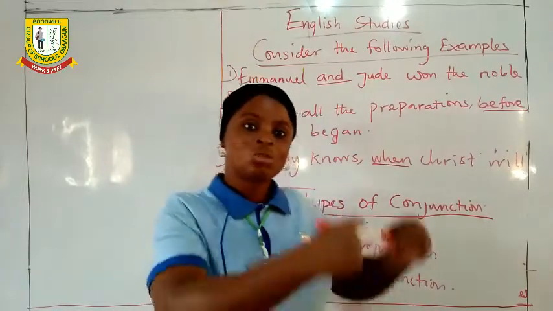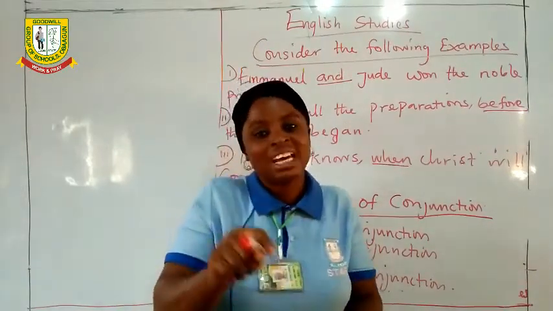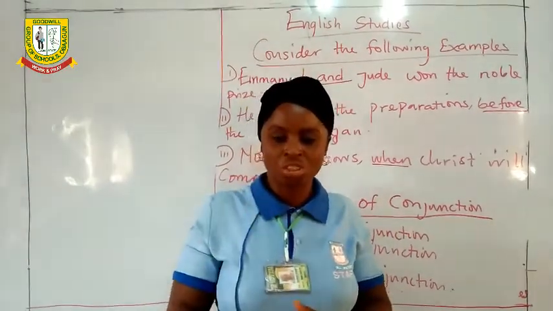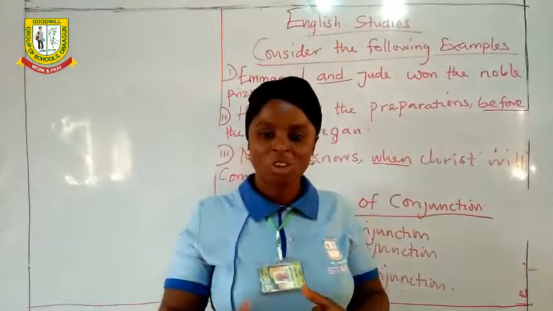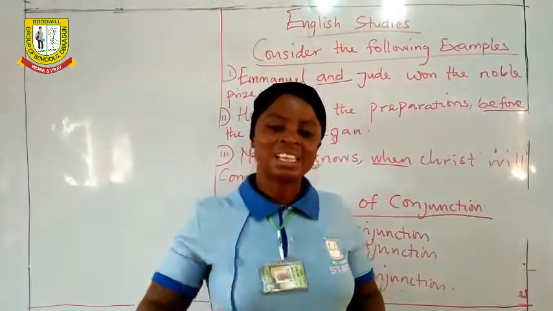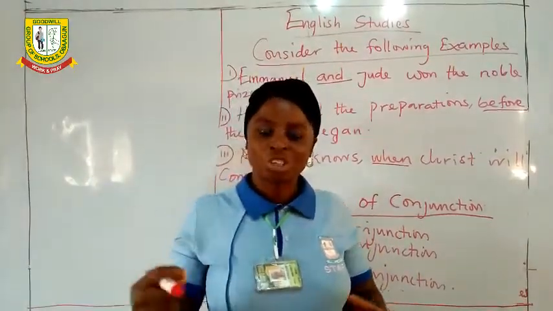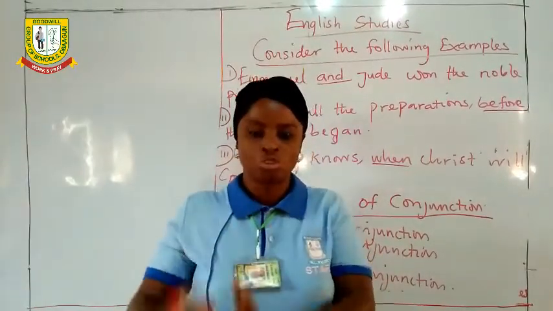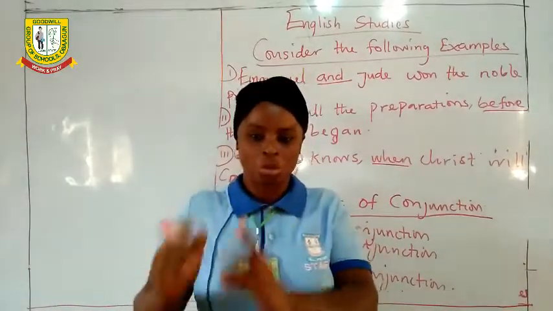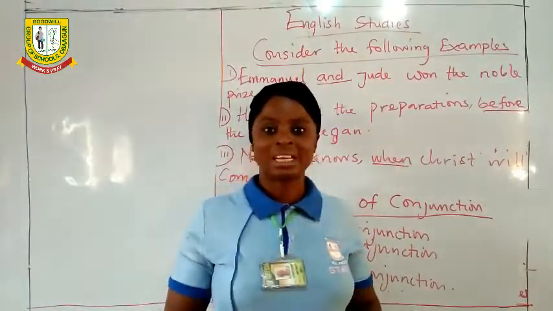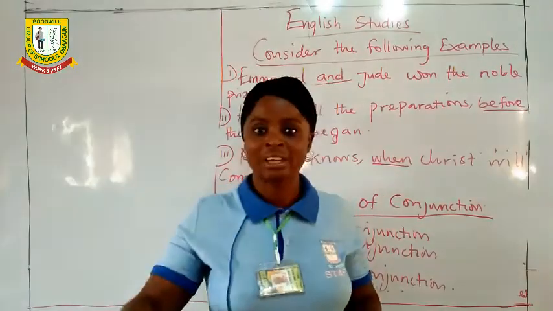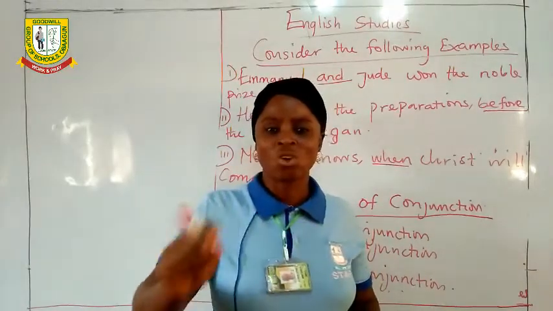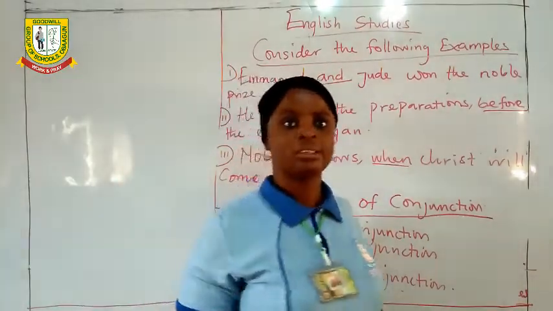So I said coordinating conjunctions is a type of conjunctions that connects a word to a word, a phrase to a phrase, a clause to a clause. And the sentence elements that the conjunction will connect together must be in equal structure. They must have the same structure. So an example like Shade and Kola. Shade is a noun and Kola is a noun. Shade and Kola stay together. So let me write now.